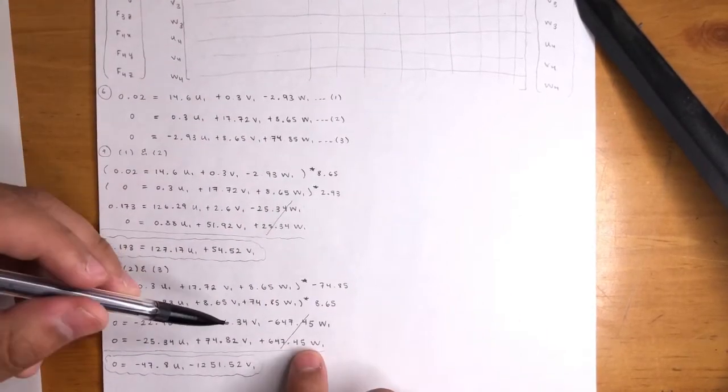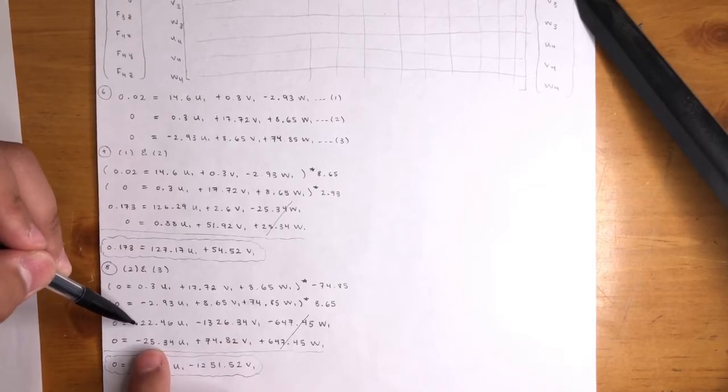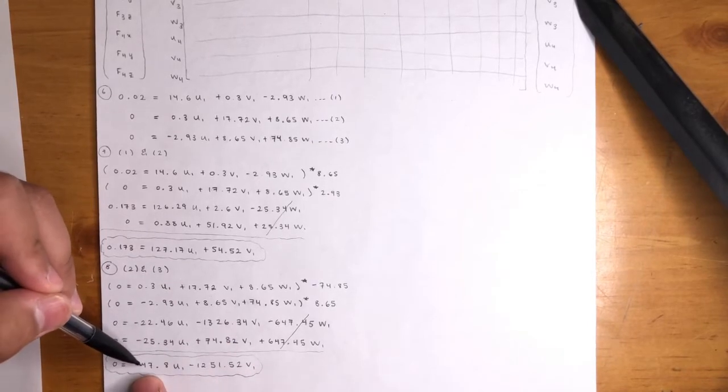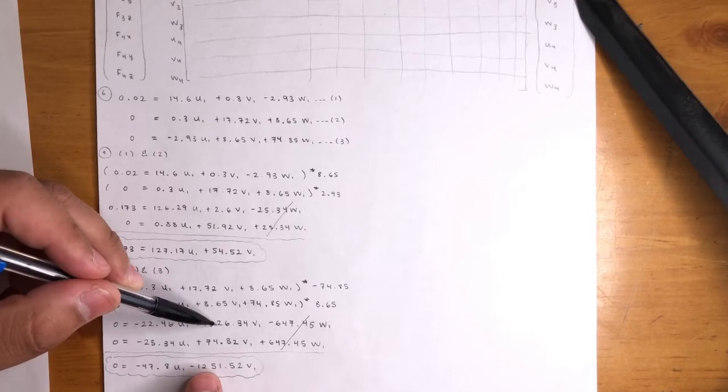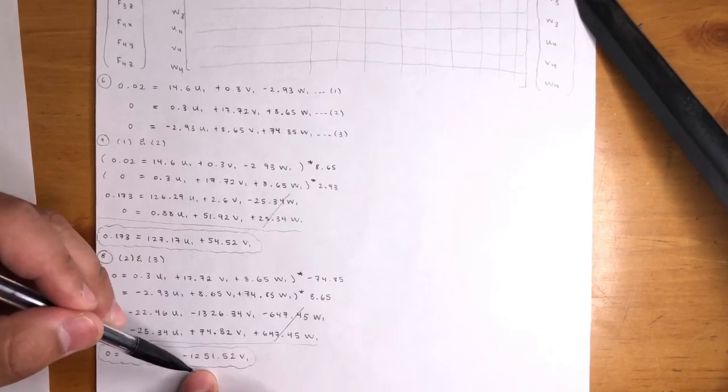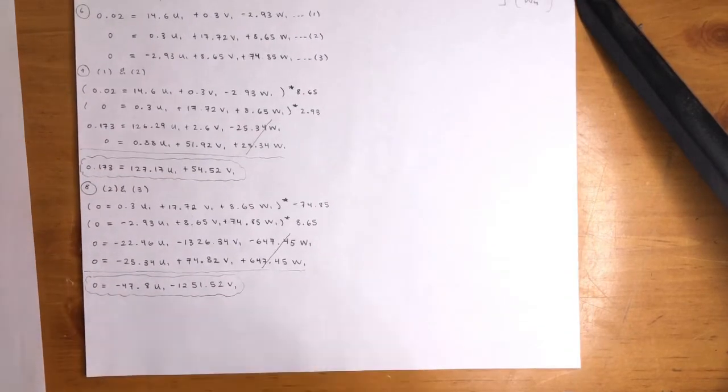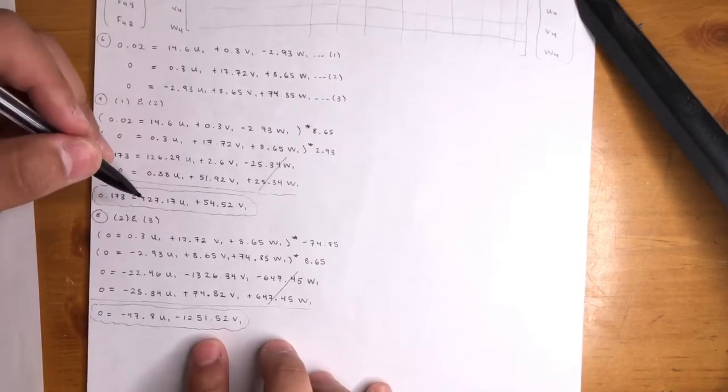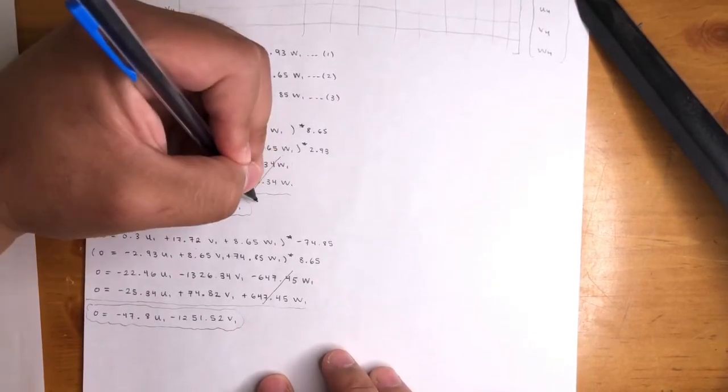Now the W's cancel out, and you add the equations. So negative 22 minus 25, that's negative 47. Negative 1326 plus 74, that's negative 1251. And that's it. You have 2 equations now, 2 unknowns. That's the whole point we're doing this. Now we're going to do that trick one more time.